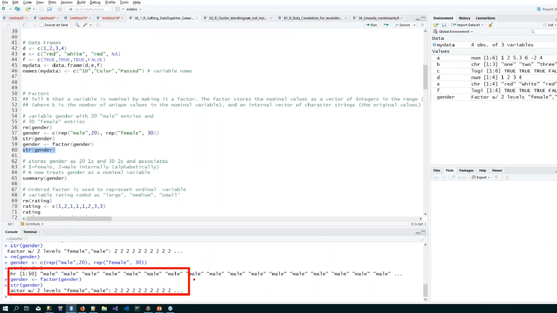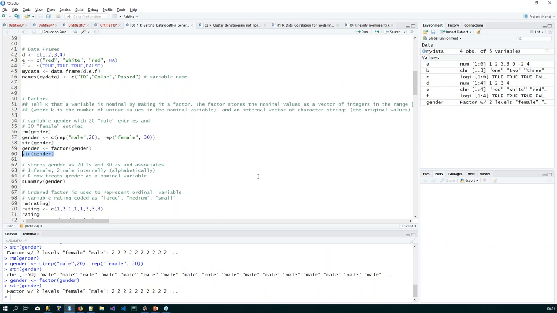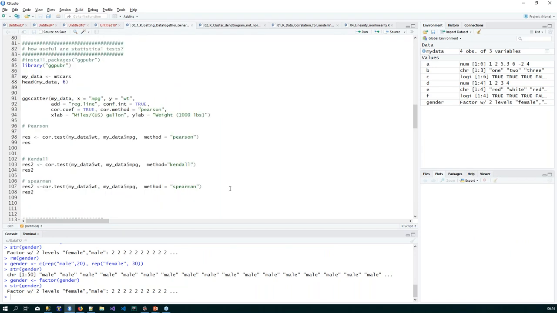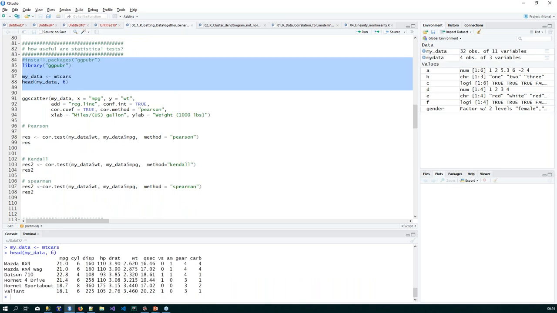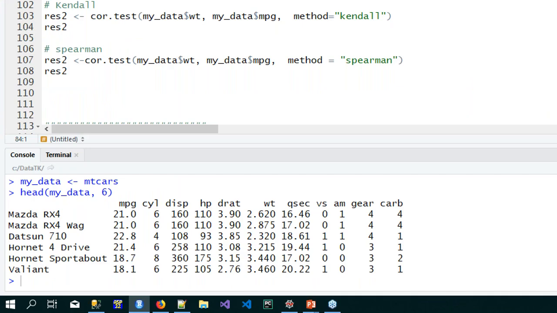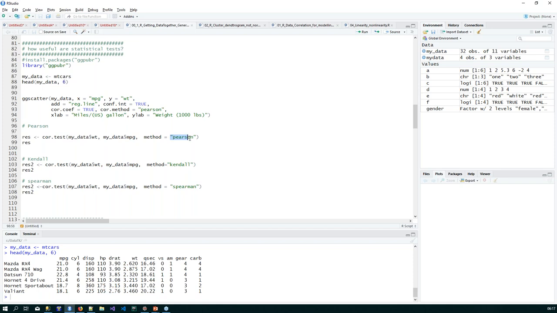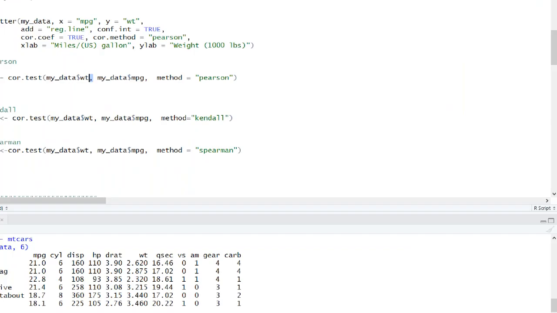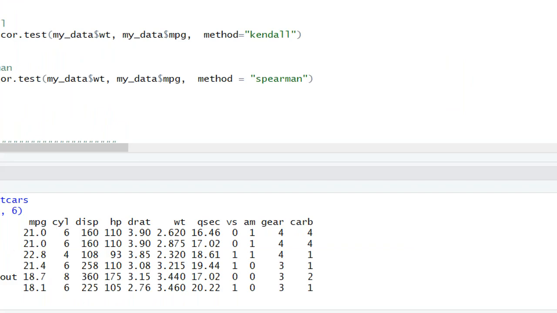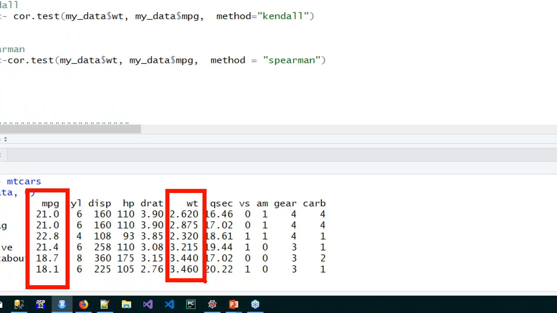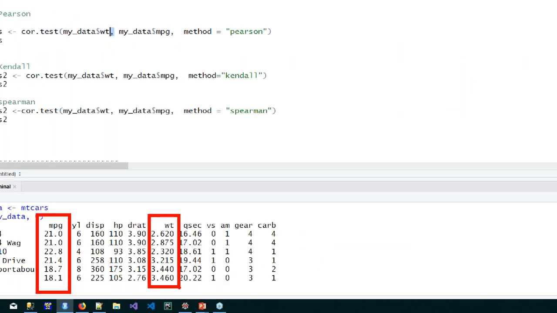We also mentioned the differences between statistical tests, so I'll create a sample data set here. You can see a sample data set with cars and their corresponding variables or attributes. Now I'm going to create a correlation matrix and calculate the Pearson correlation coefficient, Kendall, and Spearman, using WT and MPG. You can see that those are interval data types, which means that the Pearson correlation coefficient would be the best one to select in this case.